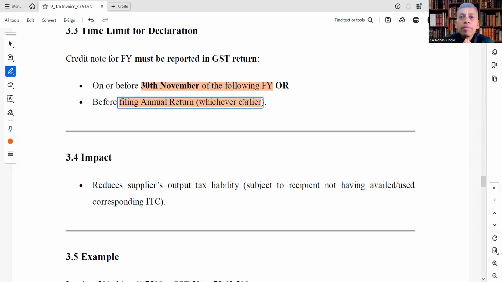Since there is a time limit to issue, a debit note is generally issued in the same month. A credit note also can be, but there is a time limit, that is, 6 months after the financial year is over: on or before the 30th November of the following financial year or before filing the annual return, whichever is earlier, we need to issue the credit note.